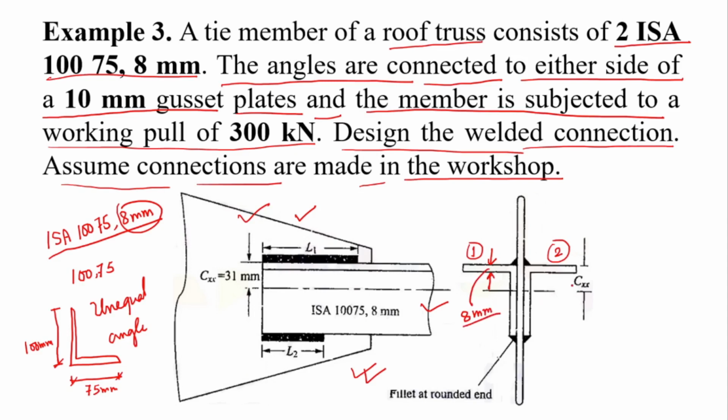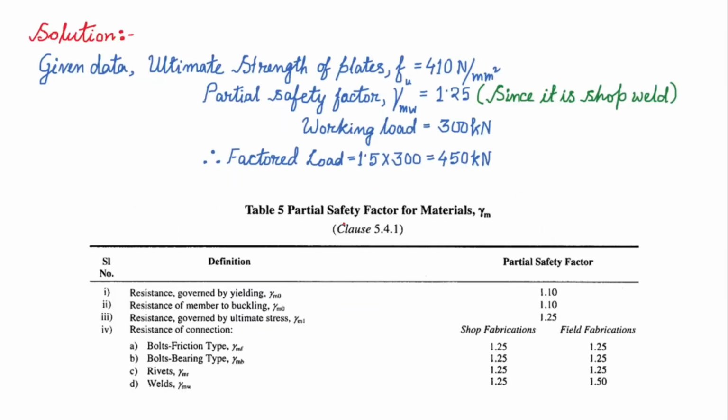Okay. Next, these two angles are connected to the gusset plate of thickness 10 mm. 10 mm is the thickness of this gusset plate. Okay, and the overall connection is subjected to a pull of 300 kN. So this is all about the discussion of the given question. So next part is our solution or the design part. So let's start the solution part.